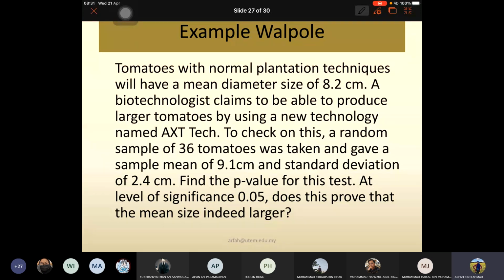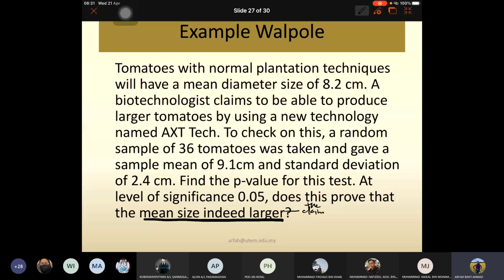Then dia dapat diameter average adalah 9.1 cm and standard deviation 2.4 cm. So, dia suruh dapatkan p-value for this test and at the level of 0.05, does this prove that the mean size is indeed larger? So, ini adalah dia punya claim. Okay, the claim. Adakah betul saiz tomato yang dihasilkan menggunakan AXT teknologi akan jadi lebih besar?